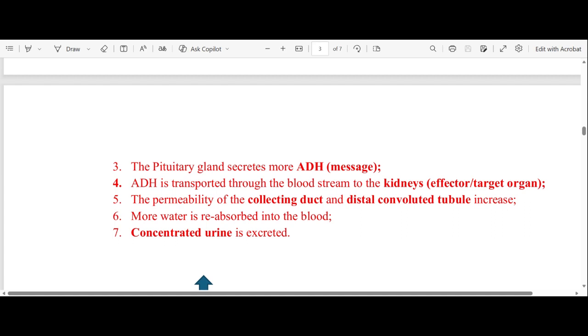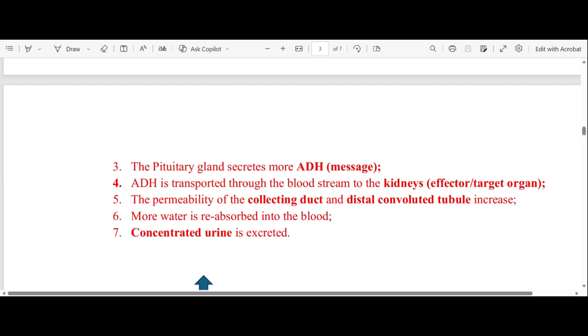Okay, number five, the permeability. Permeability comes from the word permit. So it means that the collecting duct and the distal convoluted tubule will increase their permeability. They will reabsorb more water into the blood, so they are permitting more water to enter the bloodstream. Does that make sense?